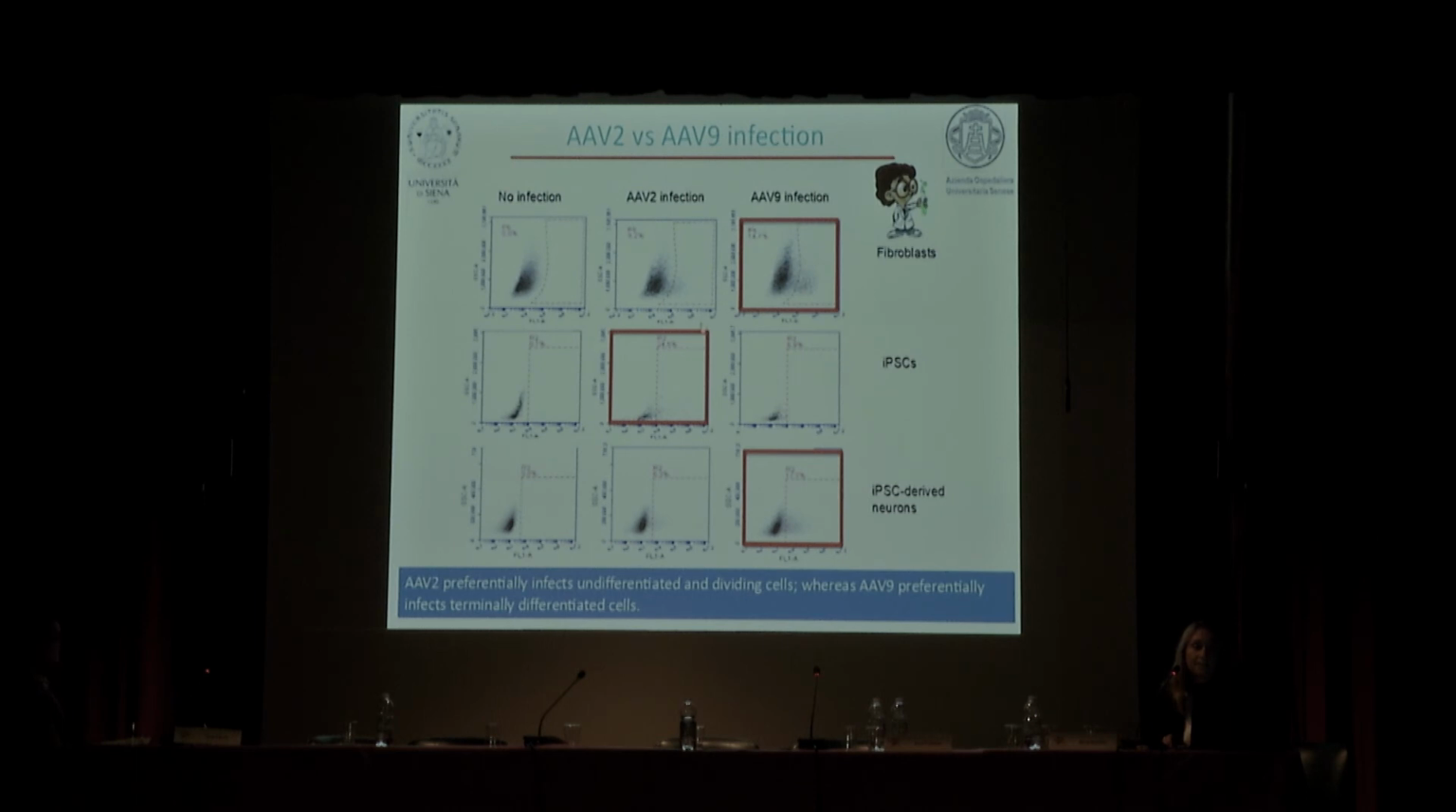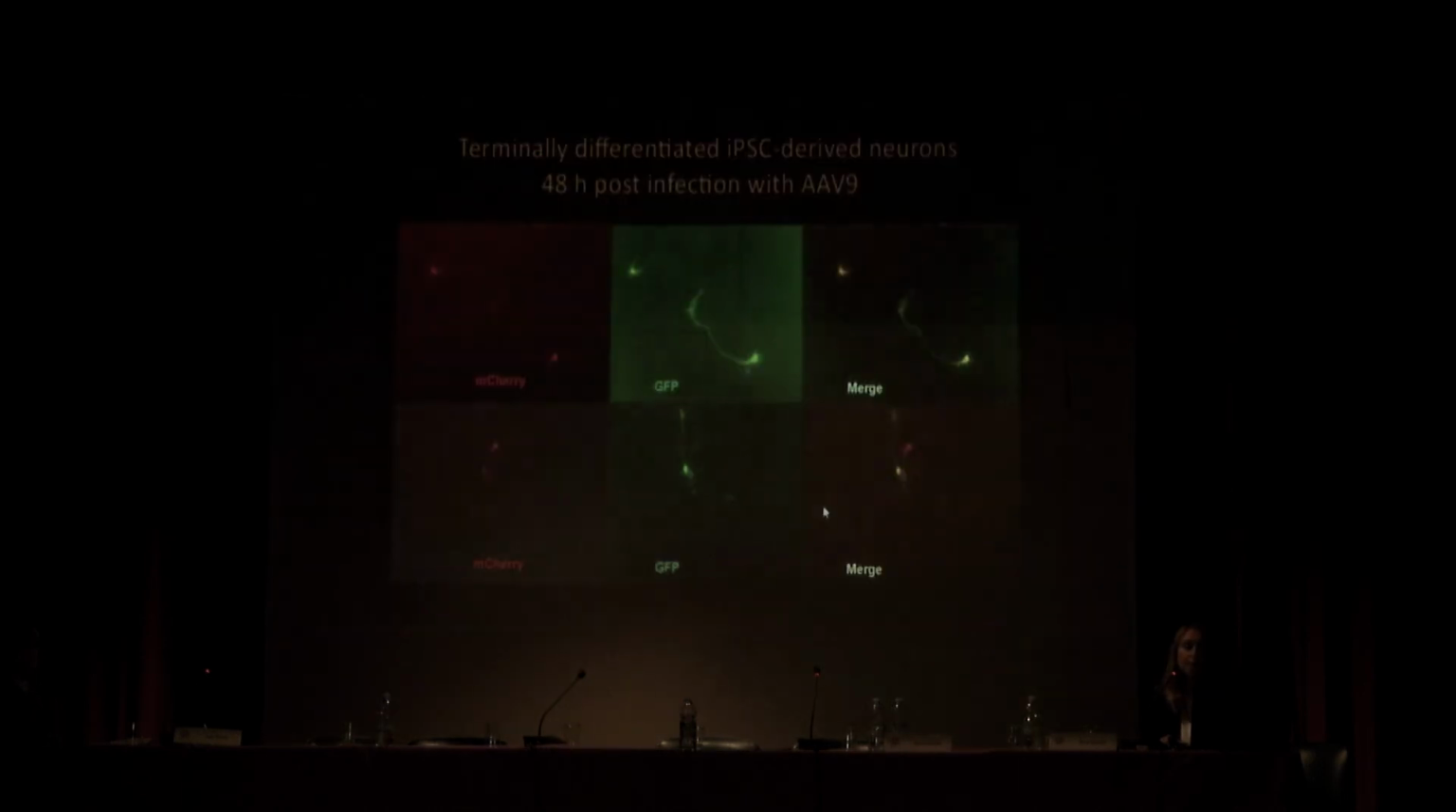And these results demonstrate that adeno-associated virus 2 preferentially infects undifferentiated and dividing cells, so induced pluripotent stem cells, whereas adeno-associated virus 9 preferentially infects terminally differentiated cells, so fibroblasts and neurons. Given these results, we decided to use adeno-associated virus 9 to infect our terminally differentiated iPS-derived neurons, and this is the fluorescence 48 hours post-transfection.